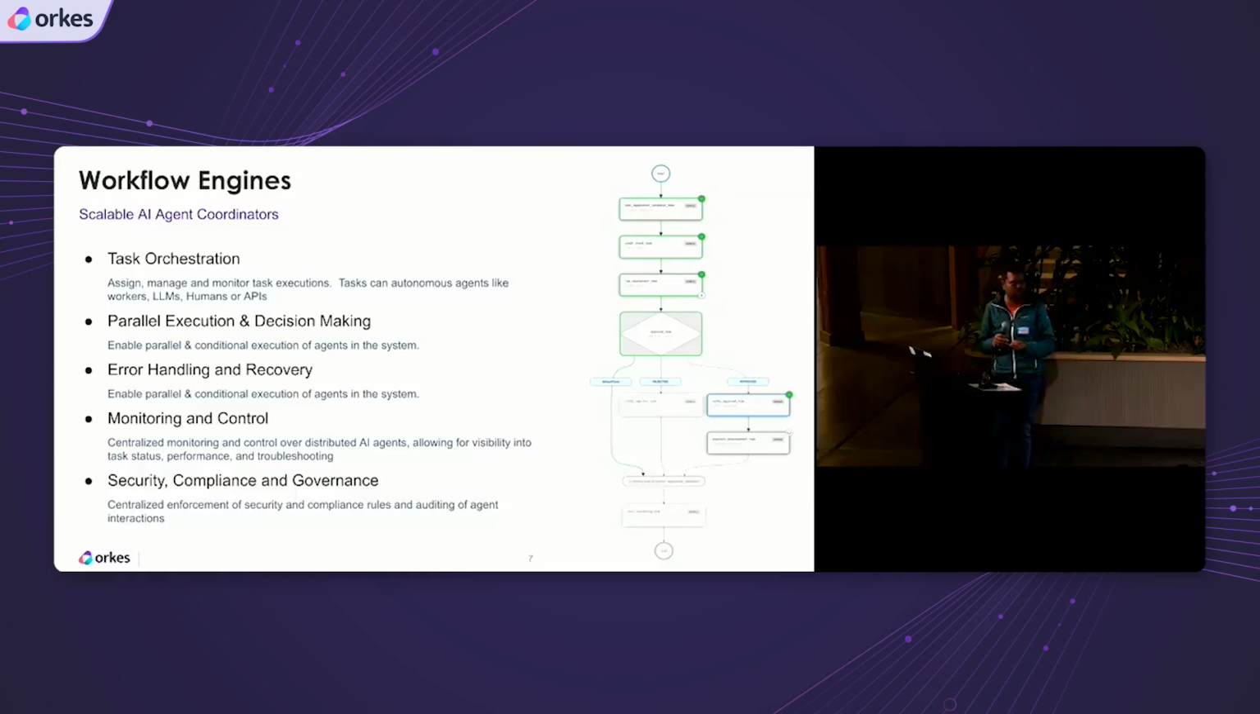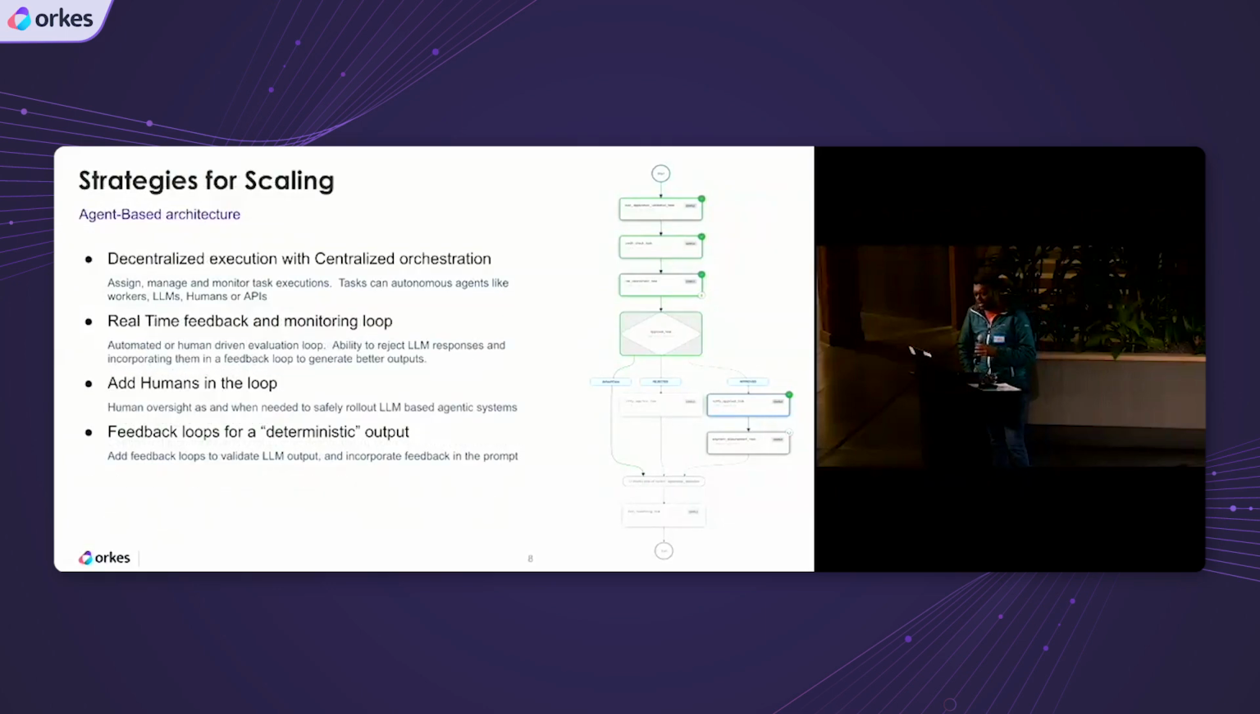They often do task orchestration, parallel execution, and decision-making. They are designed to handle errors and recovery from errors, and they provide all the necessary monitoring and control that you aspire to in a true agentic system. As you scale the agent-based architecture, workflow engines also provide very important things. For example, every task inside a workflow can run in a distributed environment. That allows you to scale how you operate with language models, and that becomes even more important if you are running self-hosted models in a distributed environment. You could also build real-time feedback and monitoring loops.